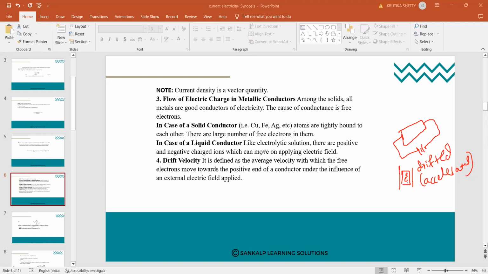So the definition is: the average velocity with which the free electrons move towards the positive end of the conductor under the influence of an external electric field applied. If you have any doubts, ask. I hope drift velocity is clear. You can assume that when an external electric field is applied, the electrons will get drifted with some velocity, and that is called drift velocity.